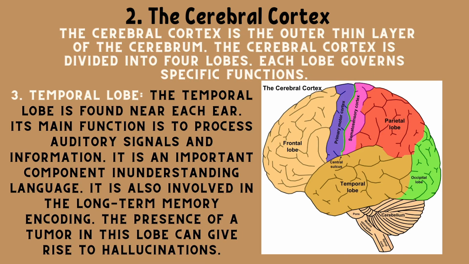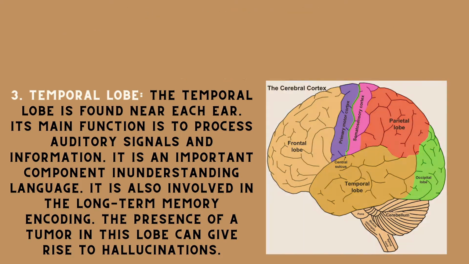The third one is the temporal lobe. The temporal lobe is found near each ear. Its main function is to process auditory signals and information. It is an important component in understanding language. It is also involved in long-term memory encoding. The presence of a tumor in this lobe can give rise to hallucinations. As seen in the diagram, the temporal lobe has the color of golden brown.